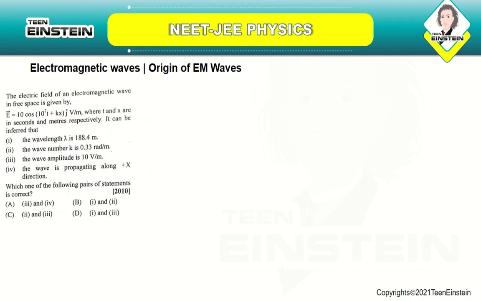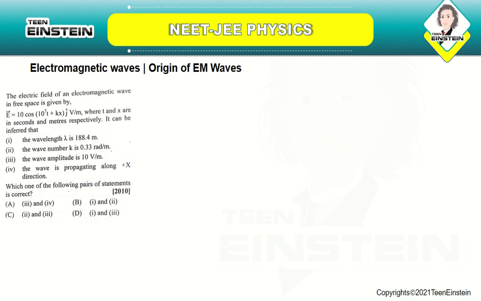Let us now move on to the next question. The electric field of an electromagnetic wave in free space is given by E = 10 cos(10^7 t + kx) j volt per meter, where t and x are in seconds and meters respectively. It can be inferred that the wavelength lambda is 188.4 meter, the wave number k is 0.33 radians per meter, the wave amplitude is 10 volt per meter, the wave is propagating along positive x direction. Which of the following pairs of statement is correct?